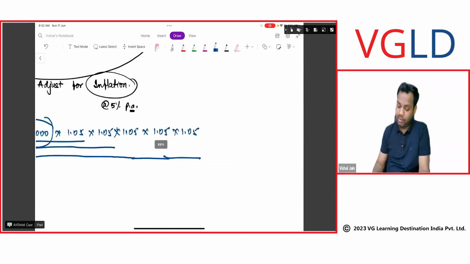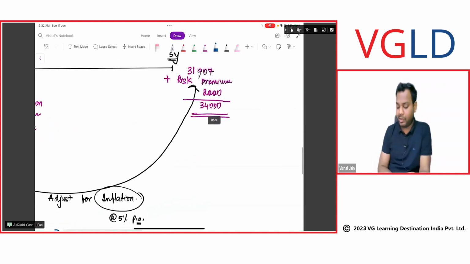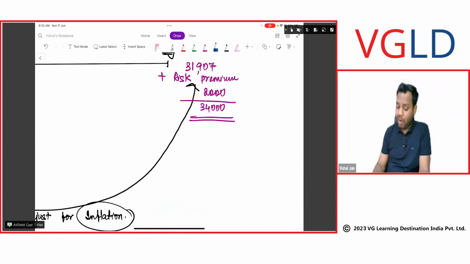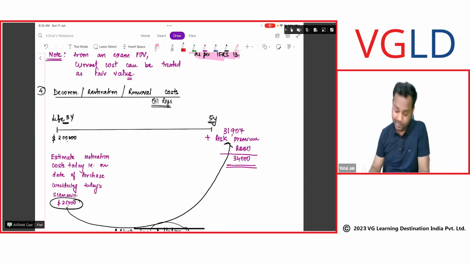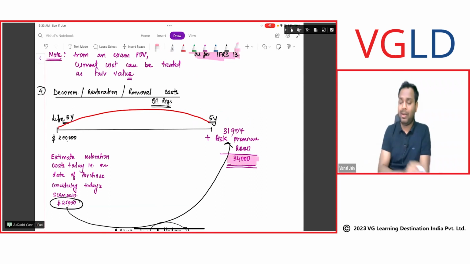Very good. Now, considering that we arrive at 31907 and the risk premium is 2,000, what we'll see is: what is the discount rate of Reliance? Accordingly, this is the amount that will be spent at the end of the fifth year. That's an estimate. Now we have to calculate the present value at the rate of, let's suppose, 10%.